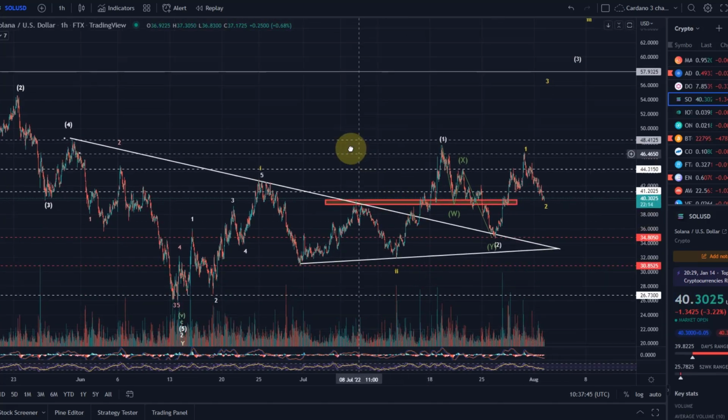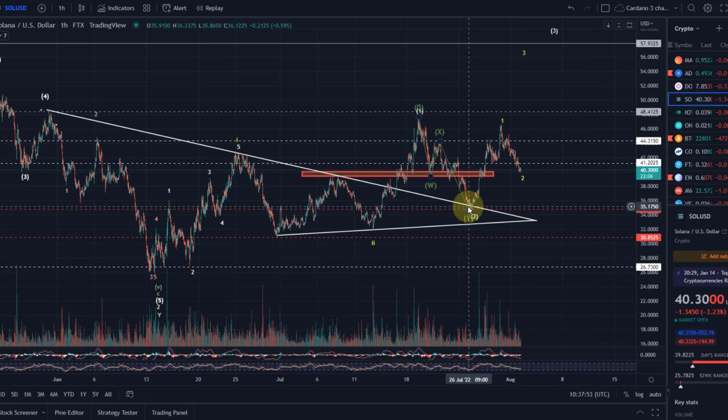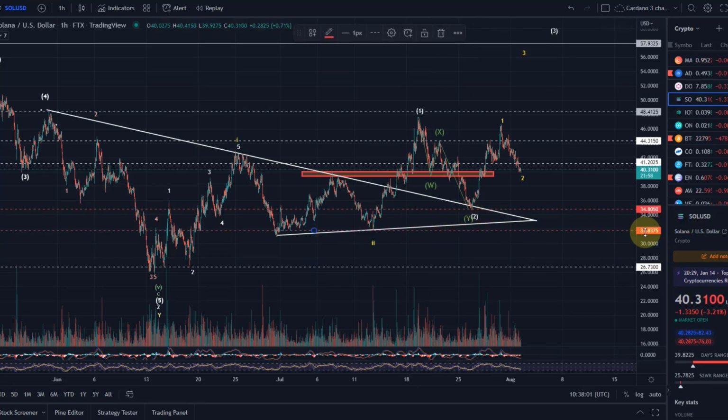Overall, with the Solana Elliott wave count, again we can remain carefully bullish until we break below $34.80. Until then we can remain carefully bullish. Even then, as long as we stay above 31.80, this wave 2 low, this is what currently protects the bullish scenario. So that is the main level.